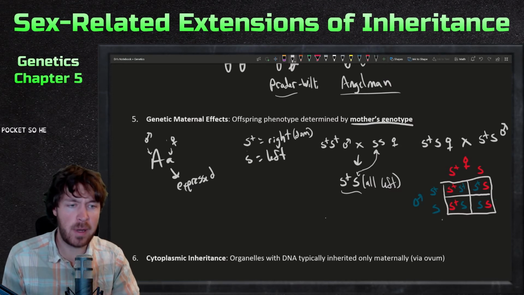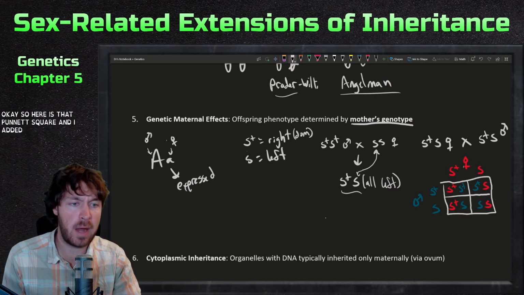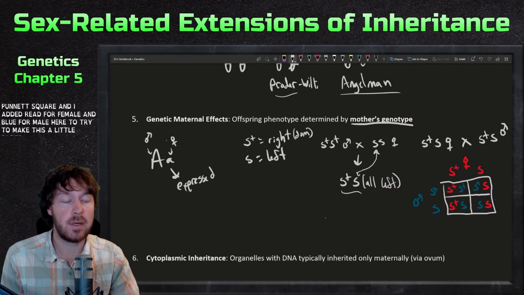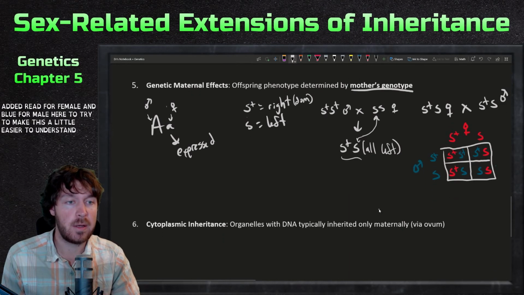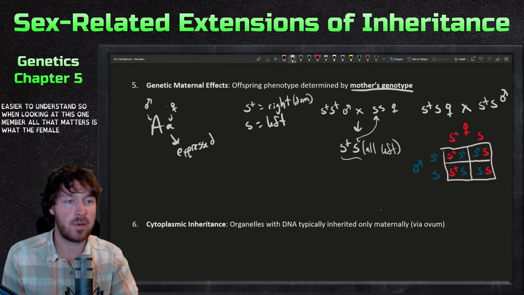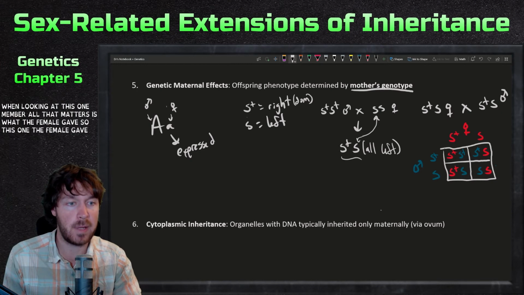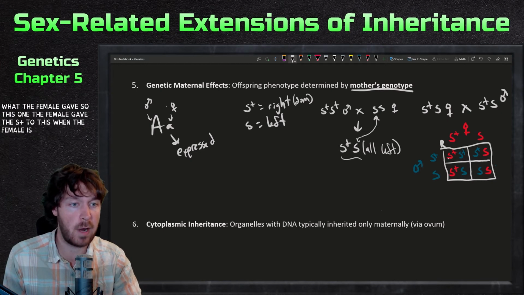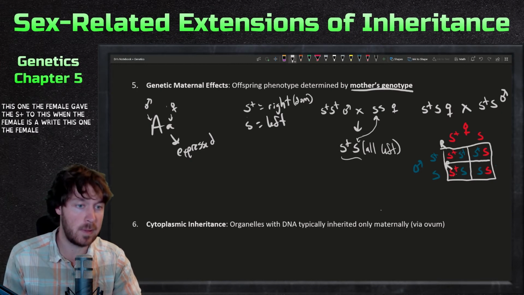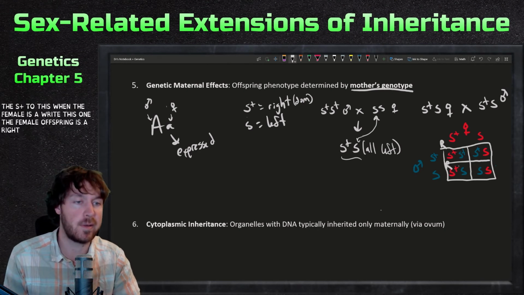Okay, so here's that Punnett square, and I added red for female and blue for male here to try to make this a little easier to understand. So when looking at this one, remember, all that matters is what the female gave. So this one, the female gave the S plus, so this one is a right. This offspring is a right, not necessarily the female.